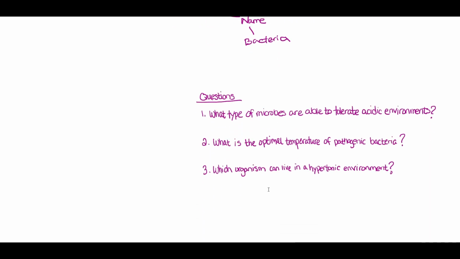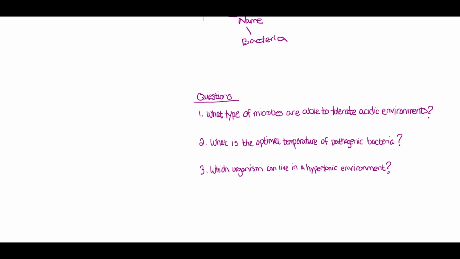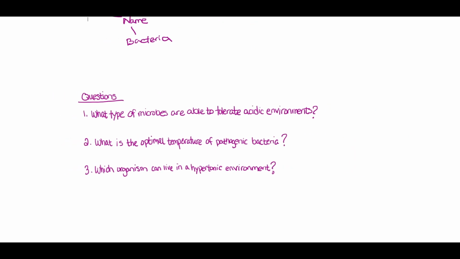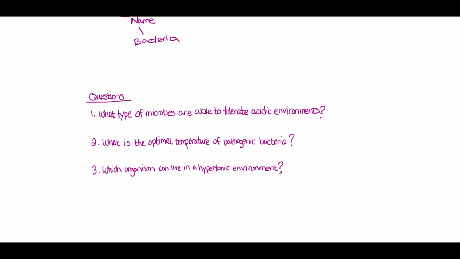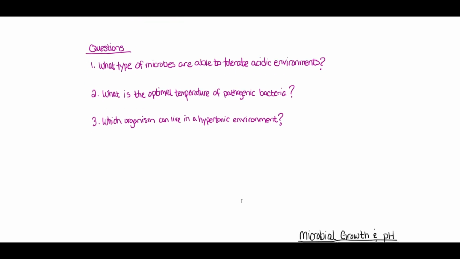Here are 3 questions. Feel free to answer and put them in the comments section. Question number 1. What type of microbes are able to tolerate acidic environments? 2. What is the optimum temperature of pathogenic bacteria? 3. Which organism can live in hypertonic environments? So these questions will allow you to dig a little bit deeper in your textbook and do a little more study.